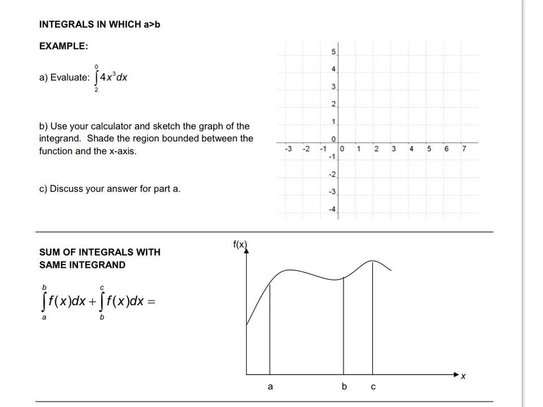All right, now for this example, we're going to explore what happens when our A value is actually larger than our B value. Remember, A is this term down here, and B is this term down here. So I want you to go ahead, find an antiderivative, and evaluate that definite integral. Do part B, where you use your calculator and you go ahead and sketch the graph of the integrand, shade the region, and we will come back and we'll discuss part C in class. But I want you to hit pause and go ahead and do A and B, and you'll see the answers in about 3 seconds.